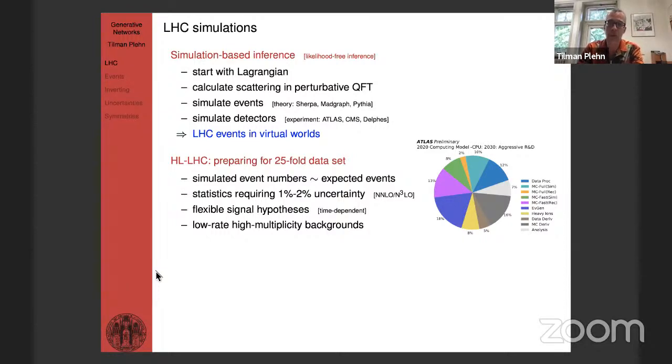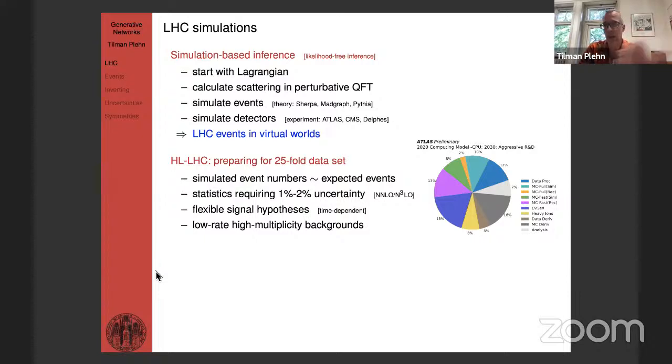And that means we have to simulate many more events than we have now with much higher precision than we have now. We have to essentially go to 1 or 2% or even below the percent level in simulations, which is a huge challenge. And at the same time, we have to keep our signal hypotheses flexible because we want to test all kinds of new physics and we don't know what that new physics is going to be.